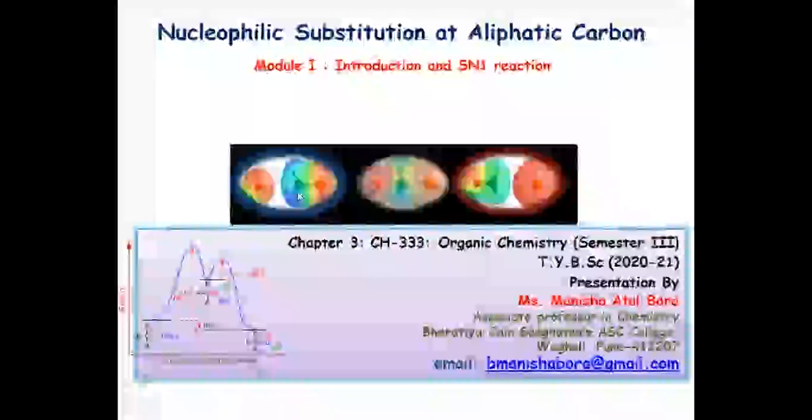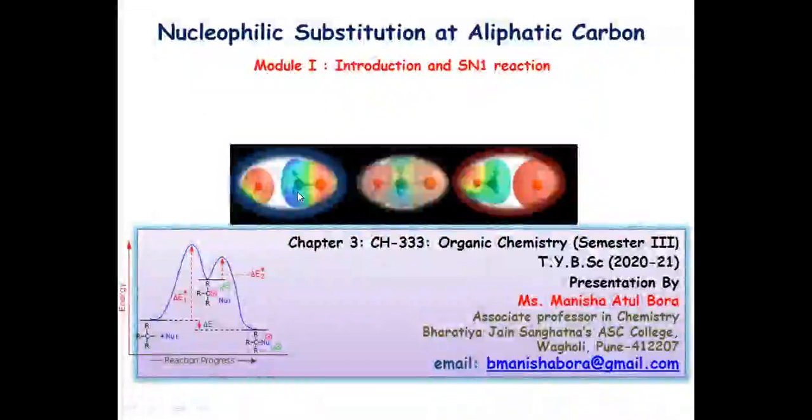Substitution at aliphatic carbon. This is chapter number 3 in our syllabus. This particular chapter we have divided into 3 modules. In the first module we are going to talk about SN1 reaction. In the second module we will be talking about SN2 reaction and SNi type of reactions.